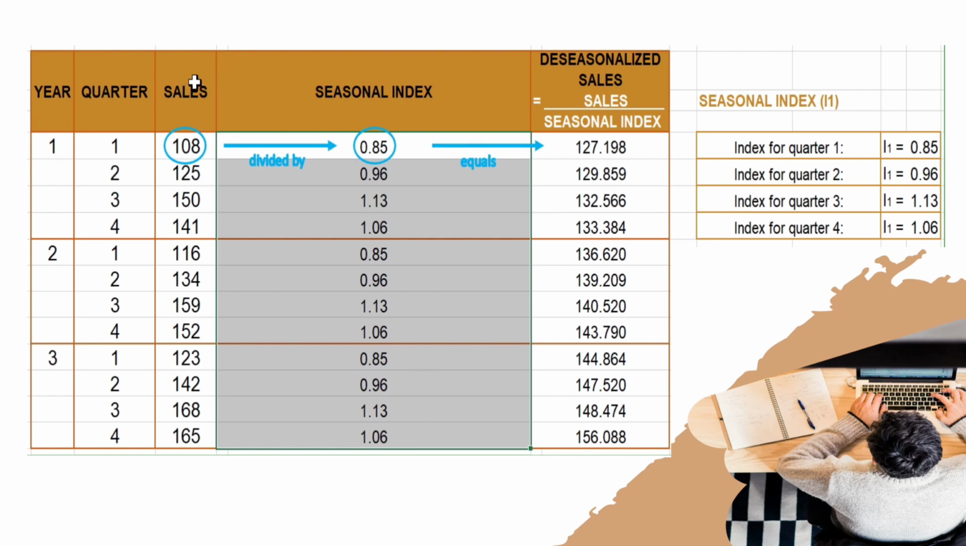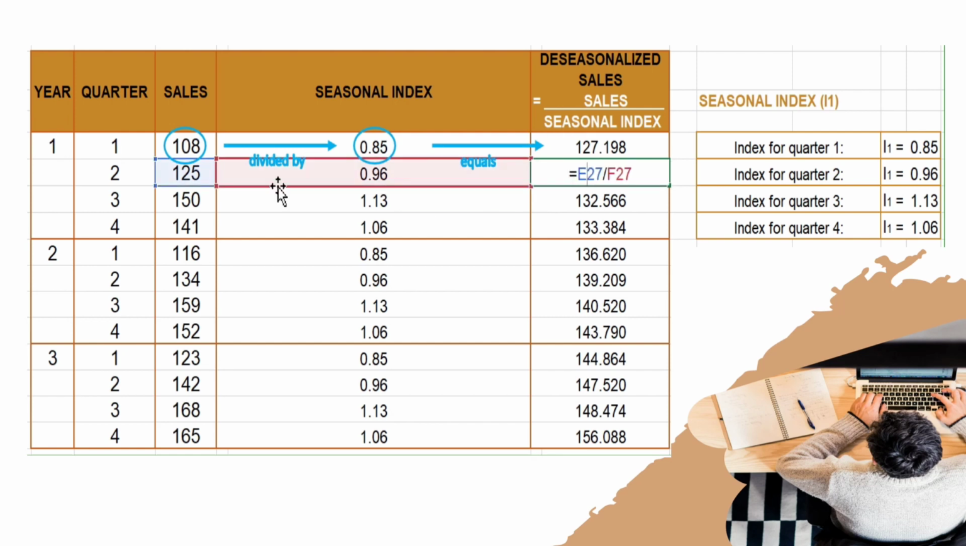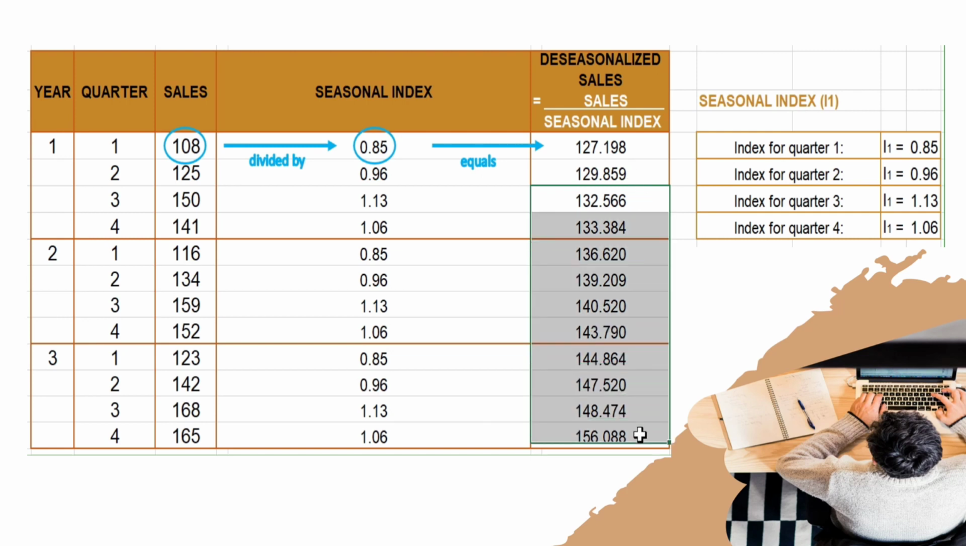After that, we can now divide our sales by the seasonal index to get our deseasonalized sales. So in here, the sales of 108 is being divided by the seasonal index of 0.85, and you will get 127.198. This will be our deseasonalized sales for quarter 1 of year 1. In year 1, quarter 2, 125 divided by 0.96 gives you 129.859. This same formula will be applied in every quarter of every year.